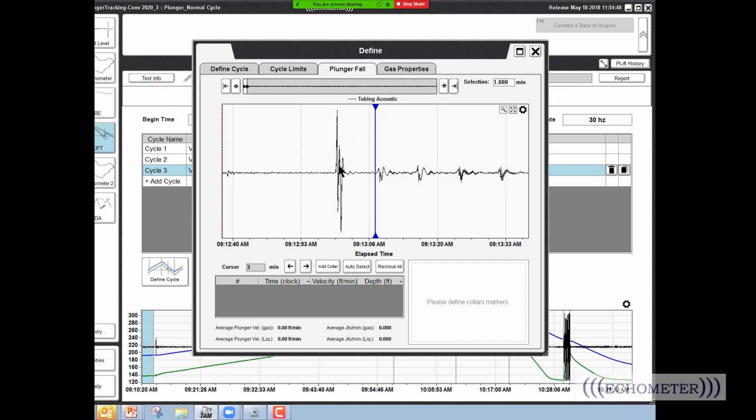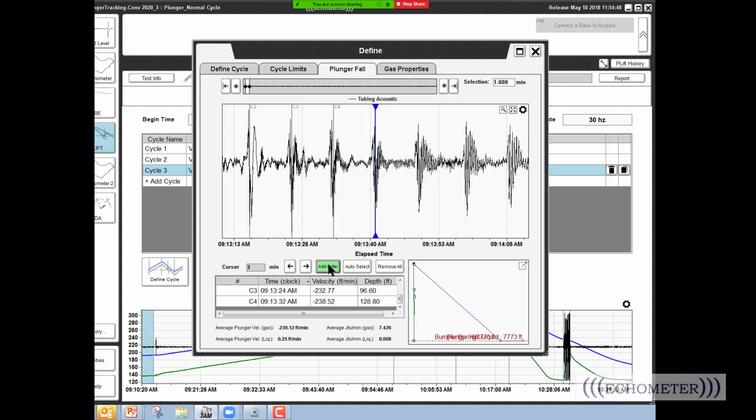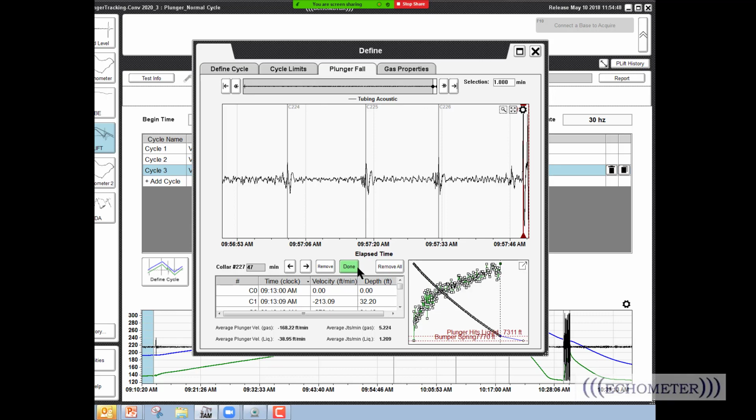And now I've got my cycle selected, and I'm going to go to plunger fall now, and so there's the plunger falling down the well, and that's when the plunger left the lubricator. So that's the first collar it went by at the surface, time 0, and then here is the next one, and then it starts to jump to the next collar automatically, and I just say add a collar, and once it's being pretty consistent and the signal is really clean, I can say auto select, and it'll select all the rest. And it went all the way to the end, and sure enough, it's got all the collars counted, and here the fall velocity in the gas, you can't read it, it's 168. The fall velocity in the liquid is 38.9, about 40 feet per minute.